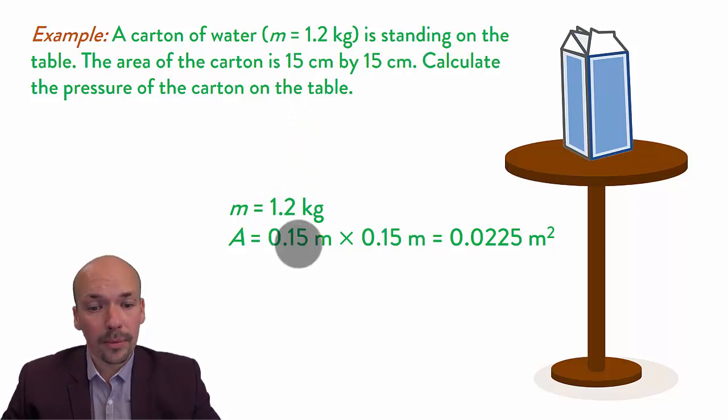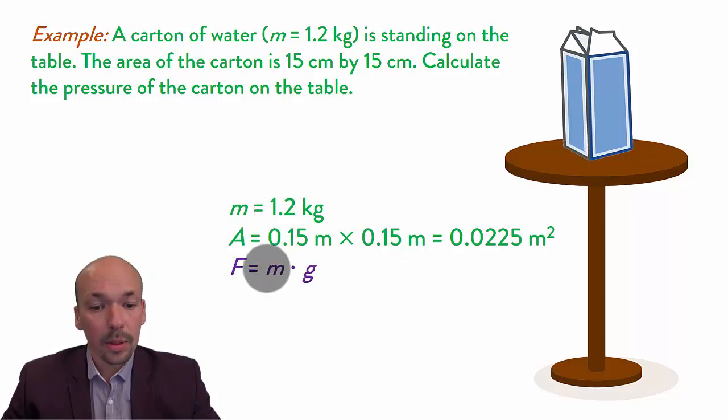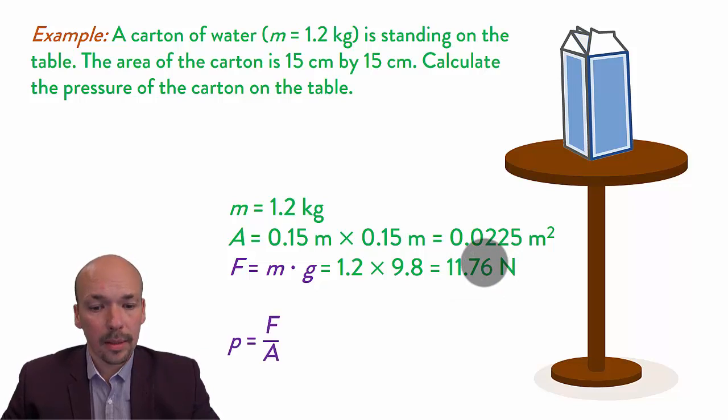So 0.15 meters times 0.15 meters equals 0.0225 square meters. And now we need the force. Well, we have the mass, and if you have the mass, you can calculate the force with this formula. The gravitational force is the mass times 9.8, the gravitational constant. So 1.2 times 9.8 equals 11.76 newtons.